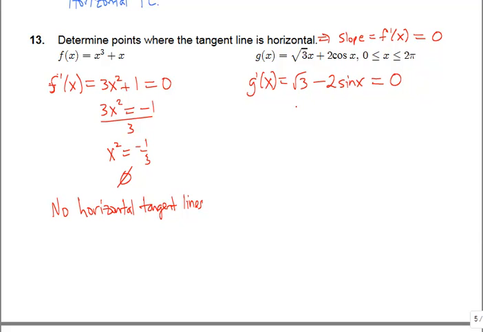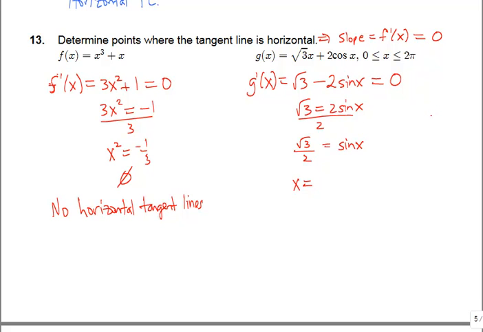So to solve this, what I might do is add that 2 sine x over to the other side, trying to isolate that sine x, and then divide by 2. And then again, you have to know your unit circle. It's expected that you have those common angles memorized. So where on our unit circle does the sine value, which is the y coordinate, give you root 3 over 2? And hopefully you remember that those are those pi over 3 angles. Sine of pi over 3 is square root of 3 over 2. And we want to know where it's positive root 3 over 2.